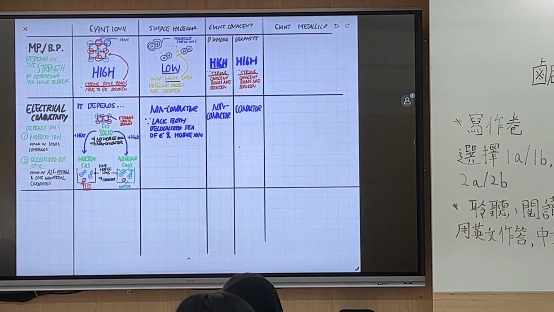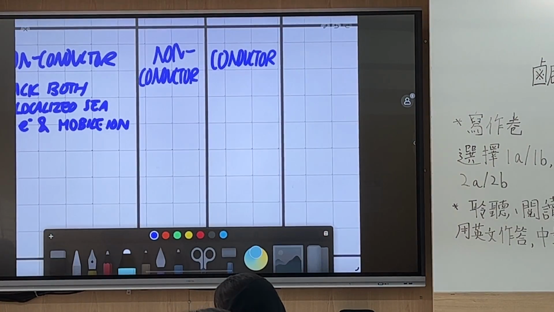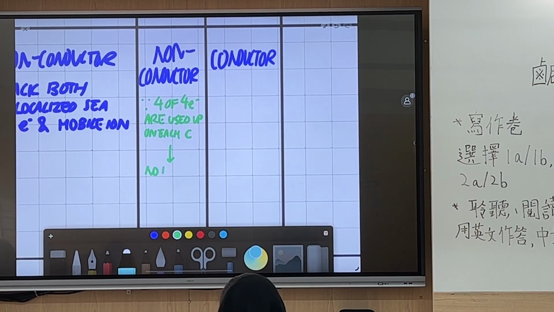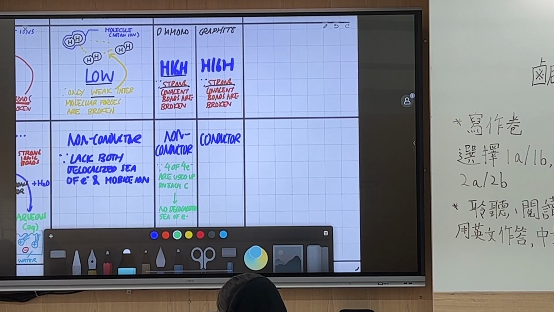Okay, so let's go back and fill this in. So non-conductor because 4 of 4 electrons are used up. So 4 of 4 electrons are used up on each carbon. So therefore, no delocalized electron, making it a non-conductor. But then we have on the right, graphite.